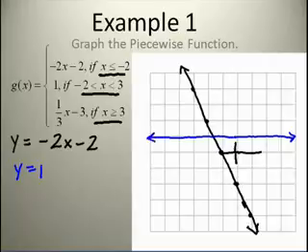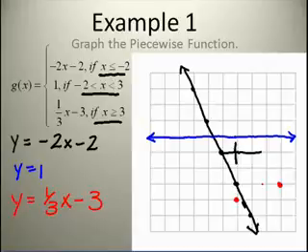And my third line is y equals 1/3 x minus 3. So I have a y-intercept at negative 3, a slope of 1/3. Rise 1, run 3, rise 1, run 3. Negative 1, negative 3, and here is my other line.